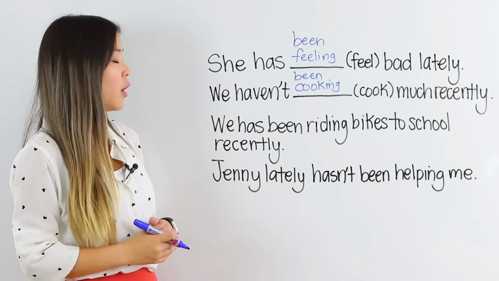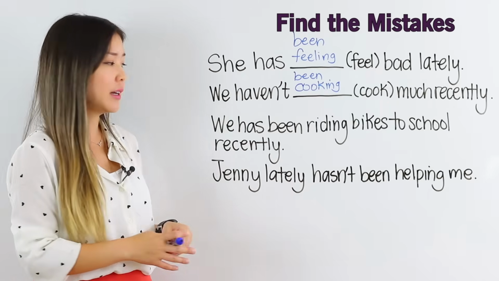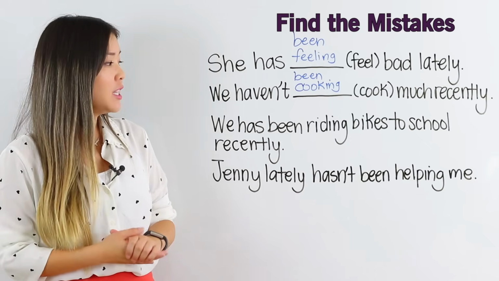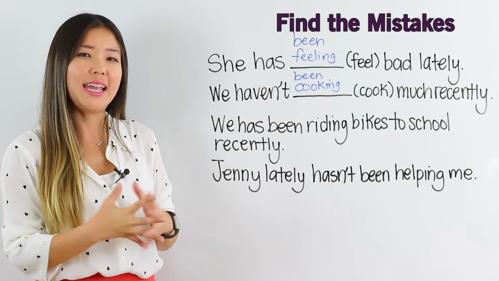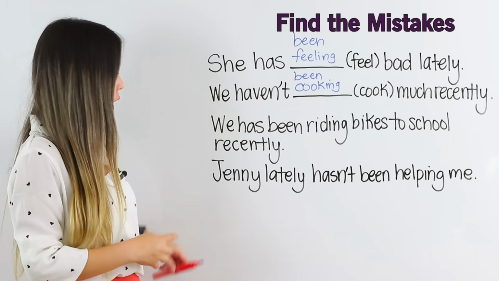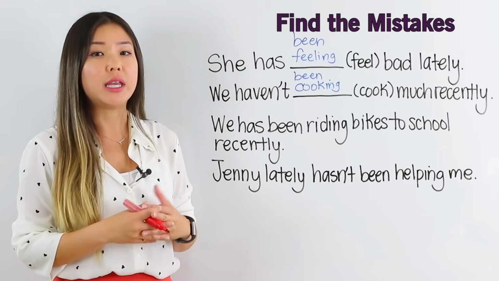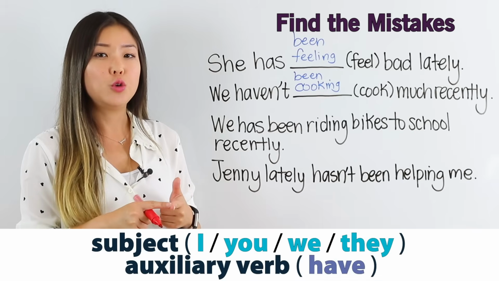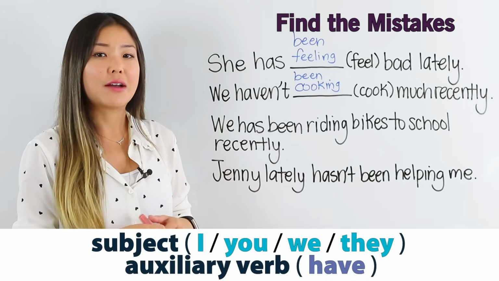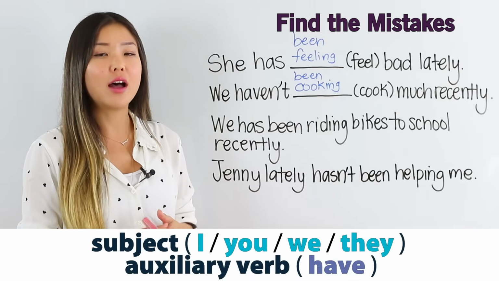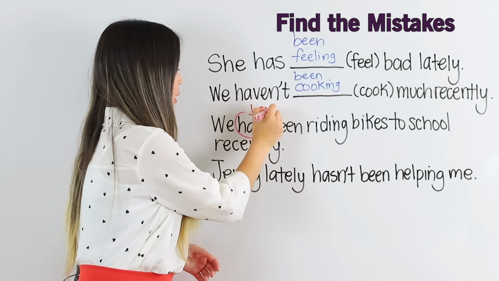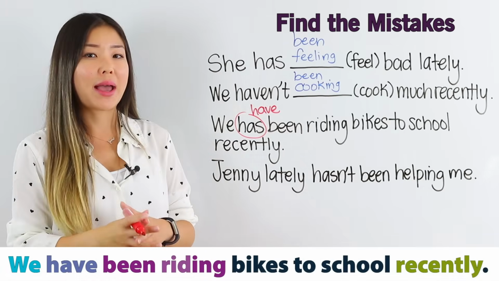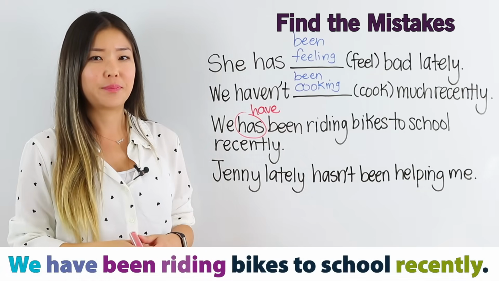Finally, we move on. Let's try to find the mistake. We has been riding bikes to school recently. What's the mistake in this sentence? The subject here is we. For I, you, we, and they, we have to say have been, not has been. We have been riding bikes to school recently.